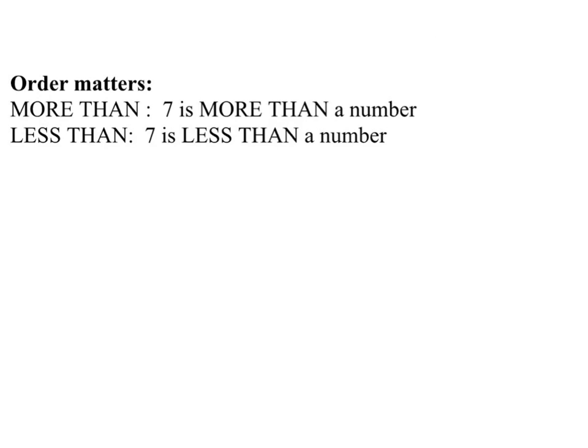Order matters. Sure does, guys. Because remember when I talked about this? See how these words are typed here? More than: 7 is more than a number. Please write this in where it says order matters. And then less than: 7 is less than a number.